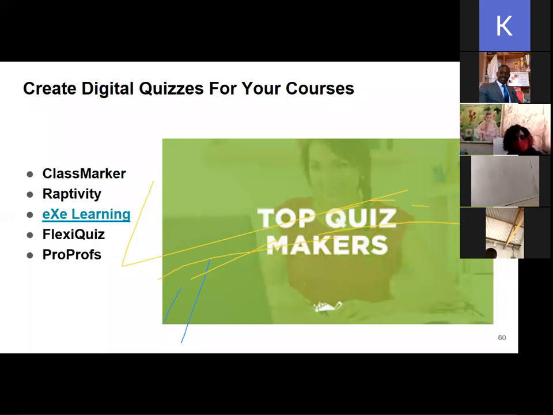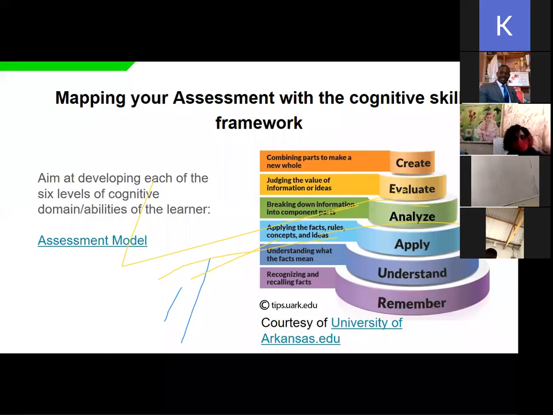online assessment. And therefore, how do we map your assessment with the cognitive skill framework? Remember what we talked about Bloom's taxonomy some times back? I'll be able to share this link for you to use. Let me just load it so that I can be able to show you what I mean.